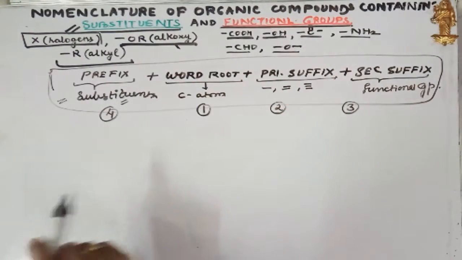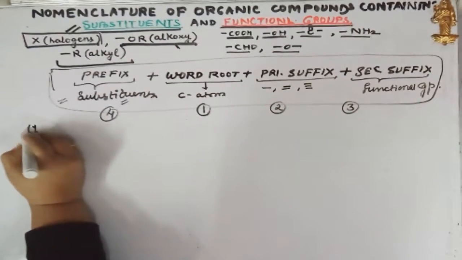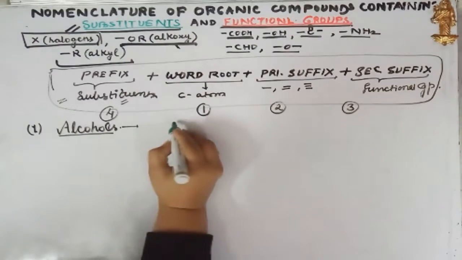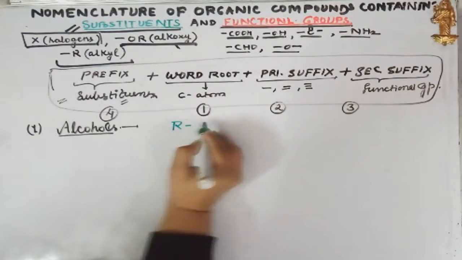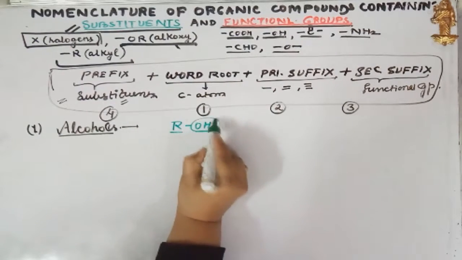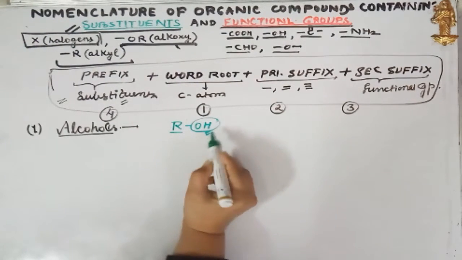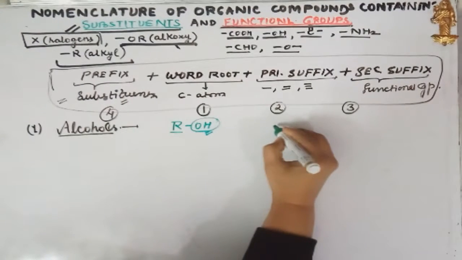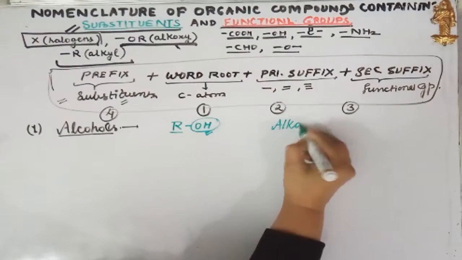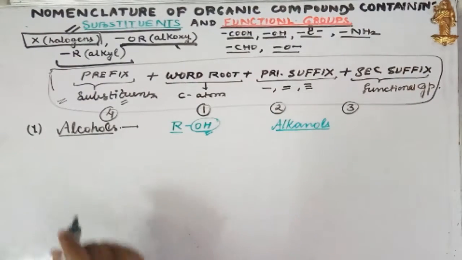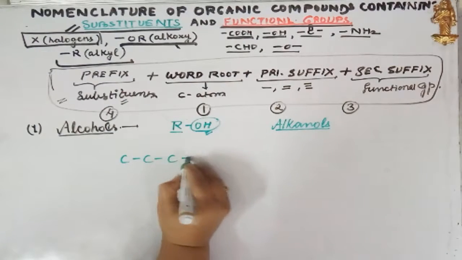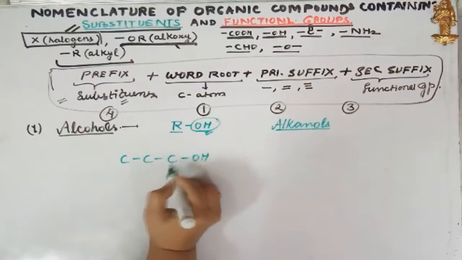So let us start with the examples. The first example I am taking here is alcohols. The general formula for the alcohol is ROH. This OH is the symbol for the alcoholic group, and the general naming will go according to the general name, that is alkanols. Let us take an example of an alcohol. I am drawing here a simple alcohol having 3 carbon atoms. Let us satisfy the valency.